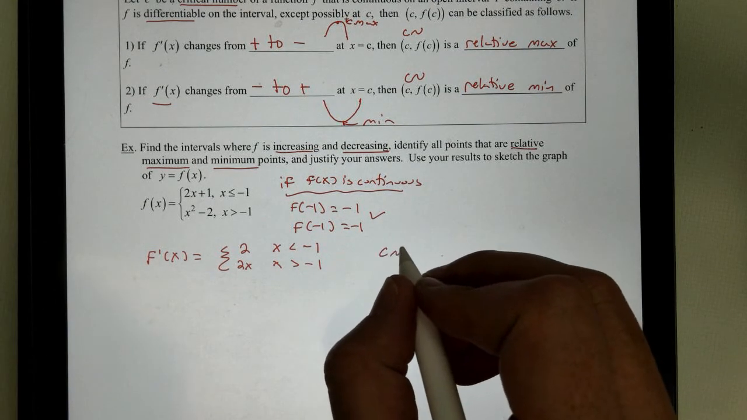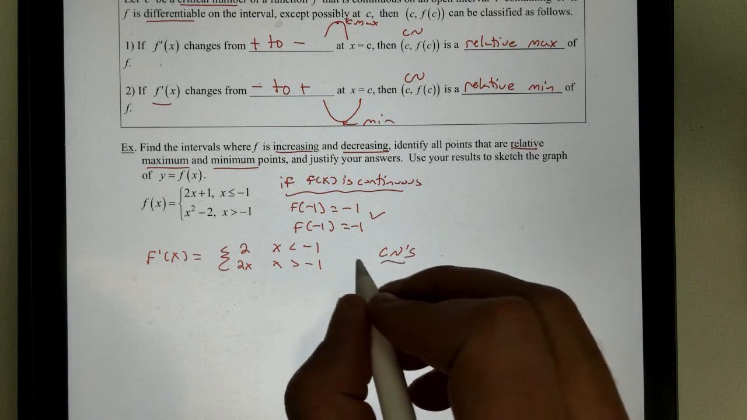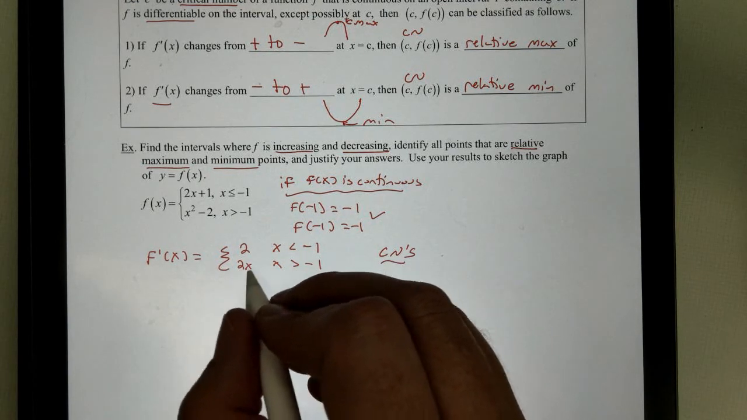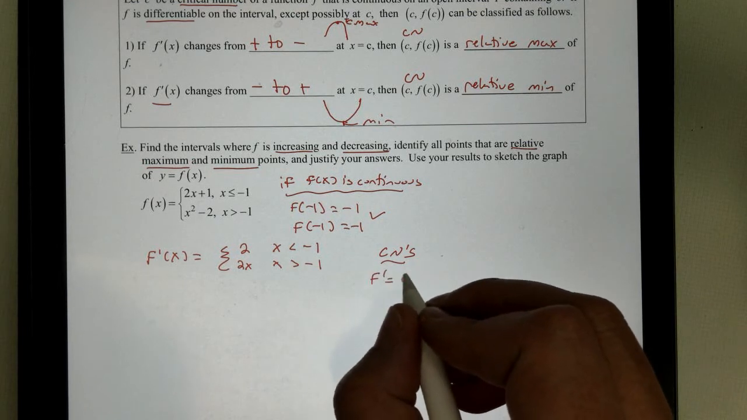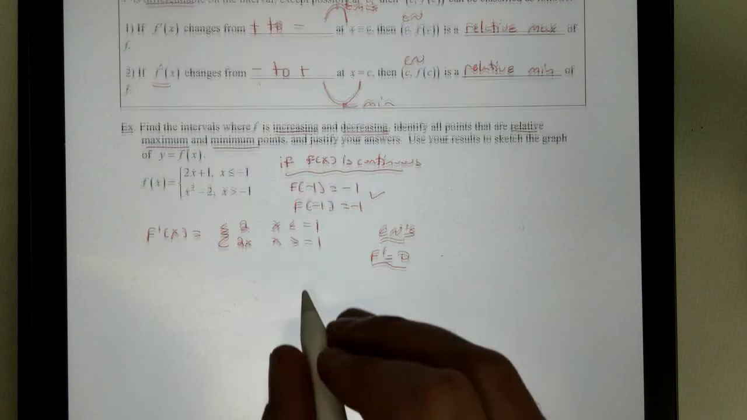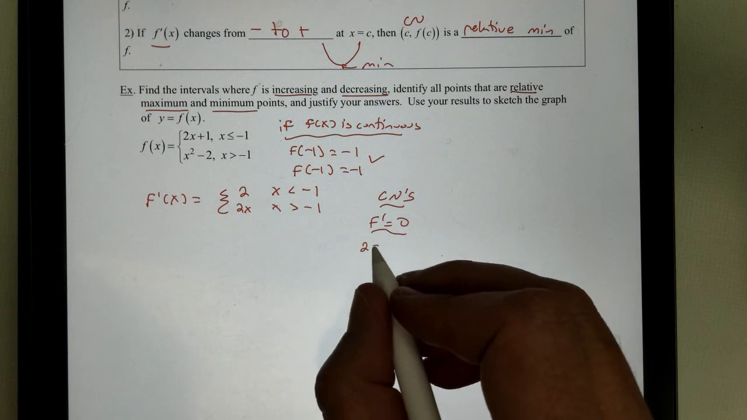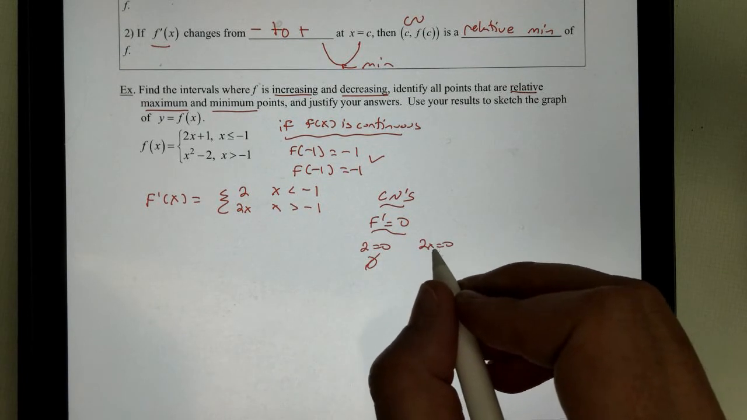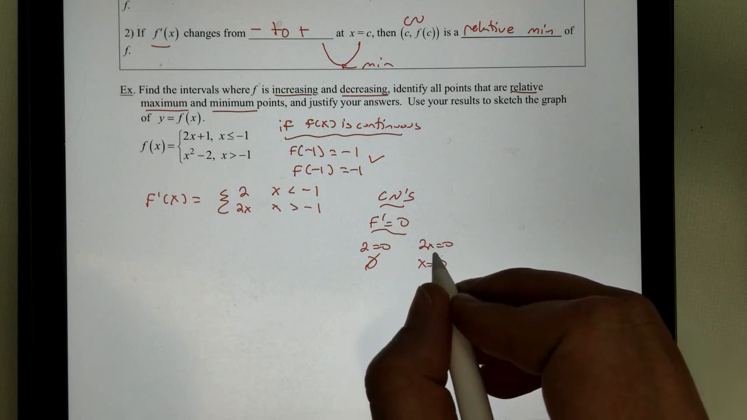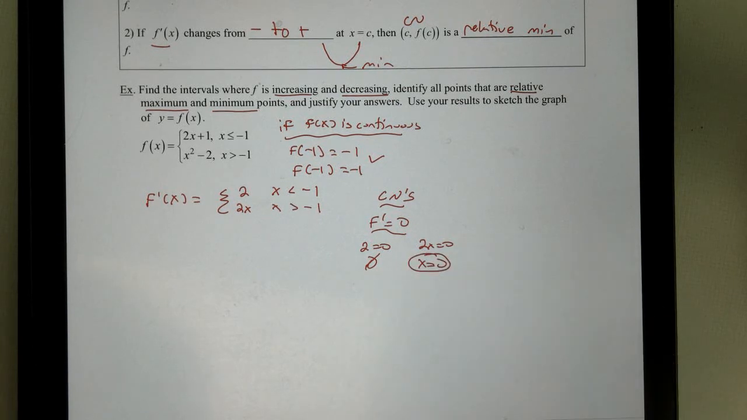So to find my critical numbers, first I say where the derivative equals 0. If I set both of these equal to 0, 2 equal to 0, well, that's not going to happen. But 2x equals 0, yep, I'm going to get x equals 0. So 0 is a critical number.